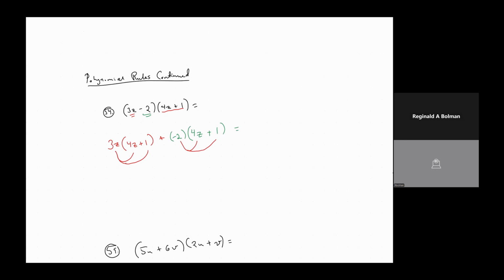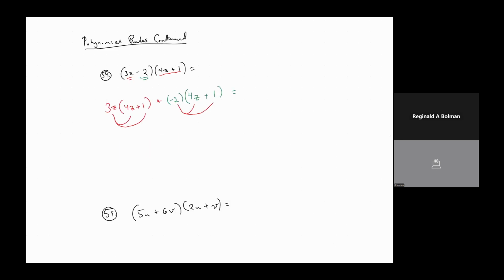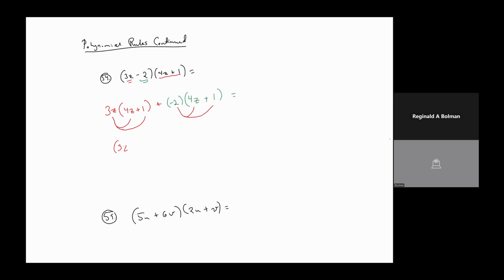In this instance, you're going to take your 3z, and we have to multiply according to the distribution law with 4z. And then I have to take 3z, and I need to, according to the distribution law, multiply with the second term, 1. And I'm going to do the same thing for -2. I've got -2 multiplied with 4z plus 1, so I need to take -2, multiply with 4z, and I need to take my -2 and multiply it with the +1.